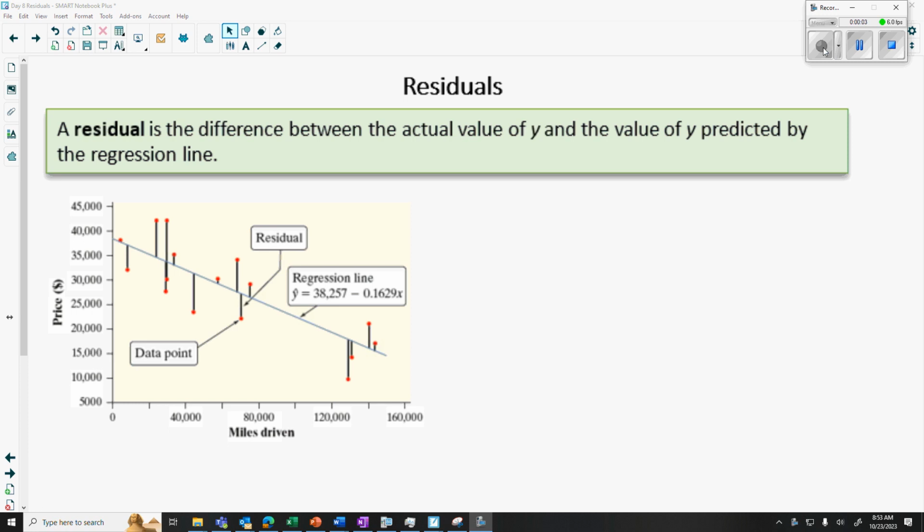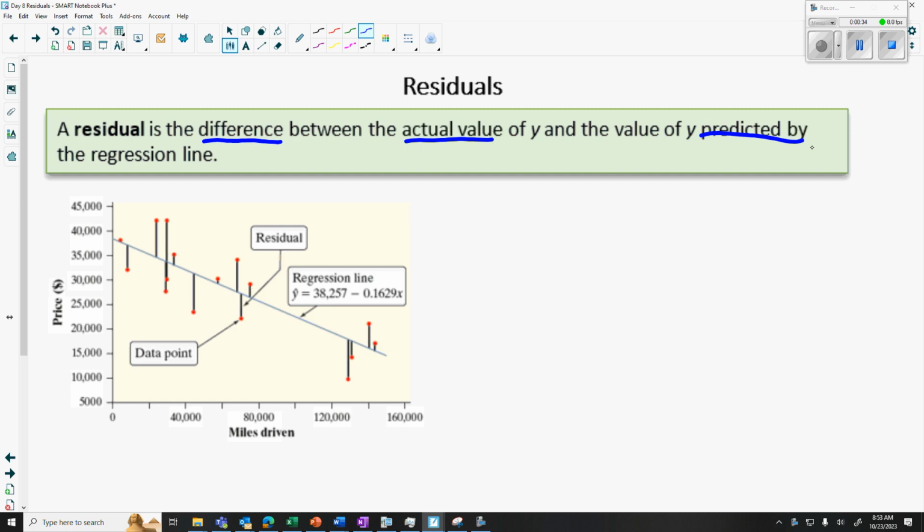Hey everyone, today I'm going to do a quick video about residuals. Residuals we mentioned and touched upon when we started talking about the least square regression line, and now we're really going to delve into what a residual is, how to find one, and also how to interpret it in context. Specifically, the definition of a residual is the difference between the actual value and the predicted value from the least square regression line.